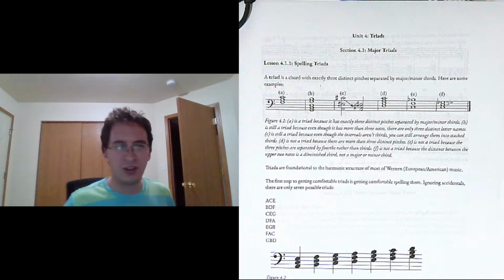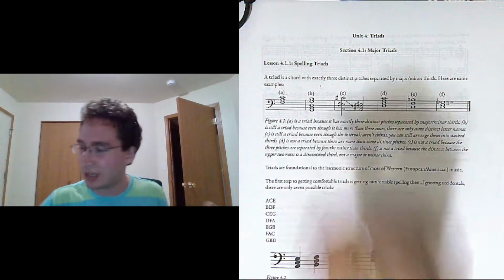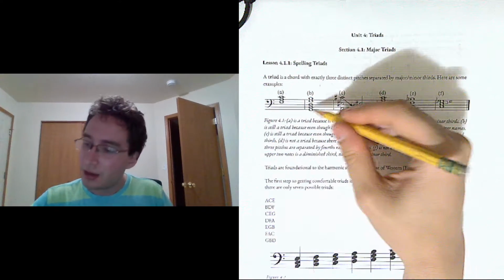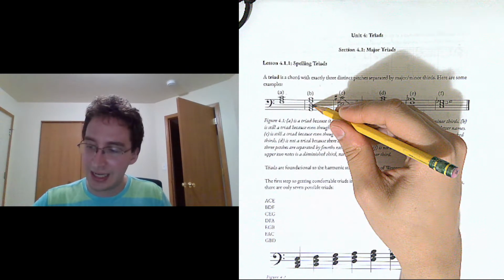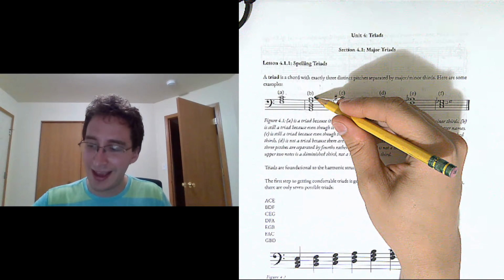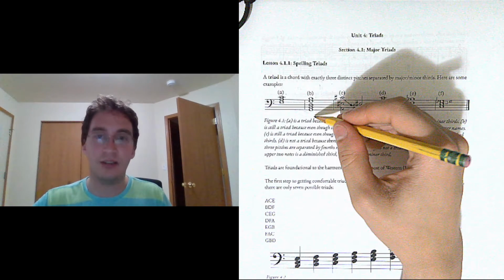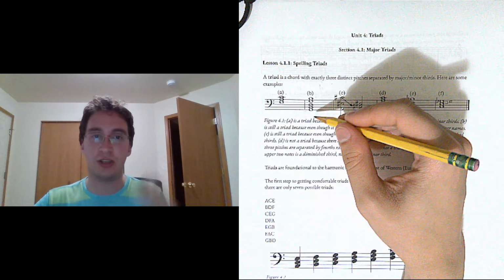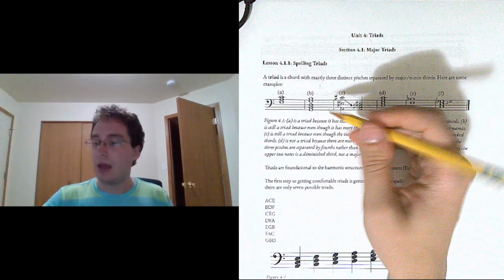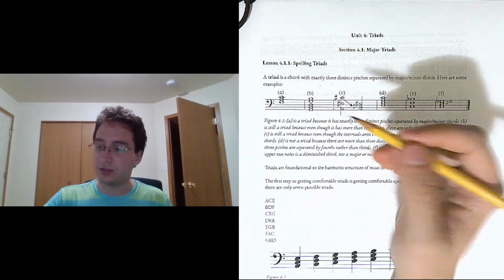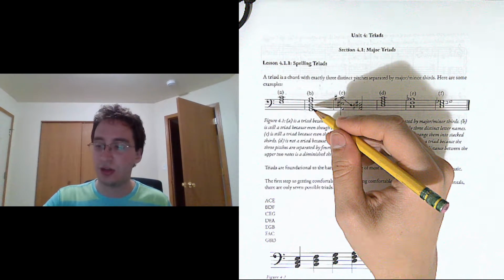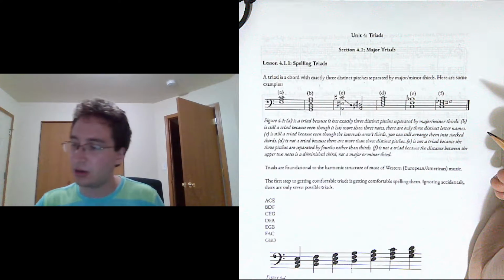Letter B. Well, this doesn't look great. There are more than three notes, so that's a strike against it. But wait, G, B, D, G, B. G and B get repeated. So there's actually only three distinct pitches here, G, B, and D. And they stack in thirds. G to B is a major third, B to D is a minor third.